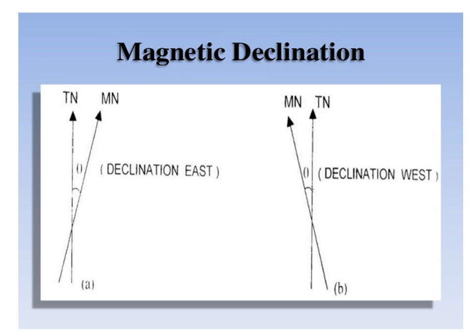This figure indicates the magnetic declination. The theta is the horizontal angle between true meridian and magnetic meridian. In case number 1, declination is east, that is magnetic meridian is shown towards right, that is towards east, whereas in case of second figure, magnetic north is shown towards left, that is towards west. And theta is the horizontal angle between magnetic meridian and true meridian.